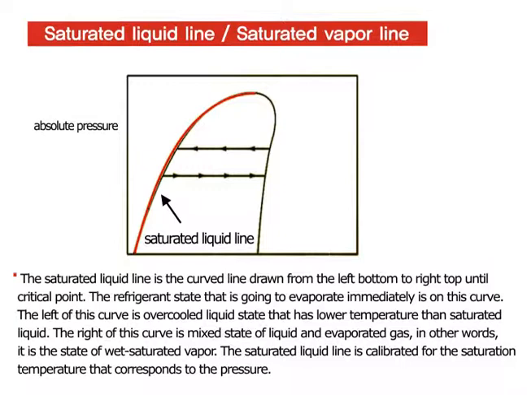The left of this curve is the overcooled liquid state that has lower temperature than saturated liquid. The right of this curve is a mixed state of liquid and evaporated gas. In other words, it is the state of wet saturated vapor. The saturated liquid line is calibrated for the saturation temperature that corresponds to the pressure.